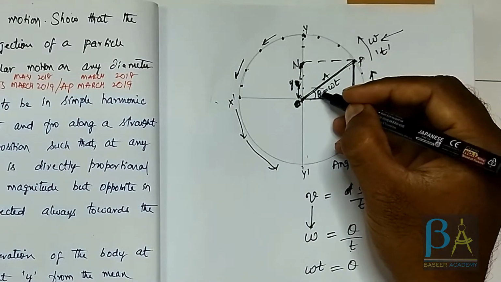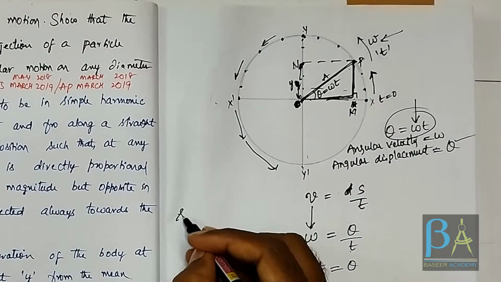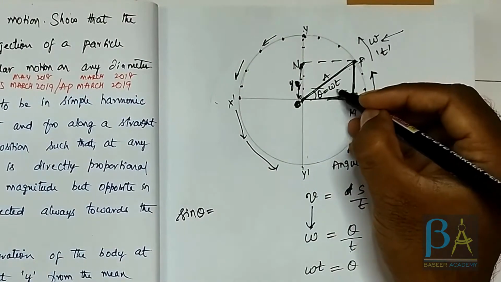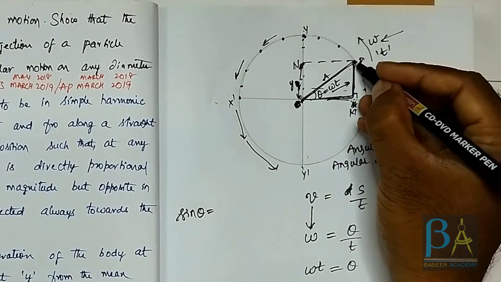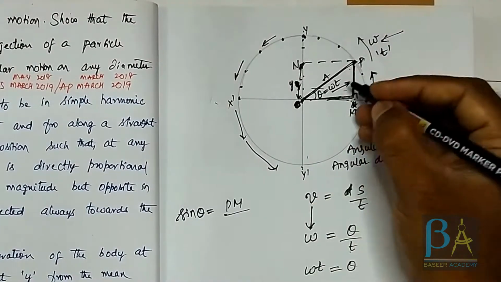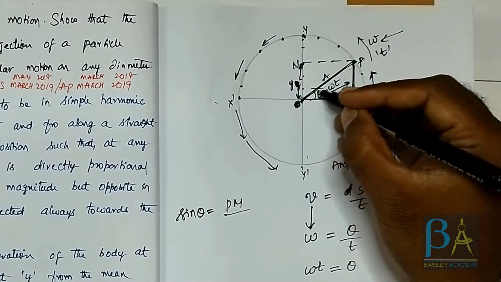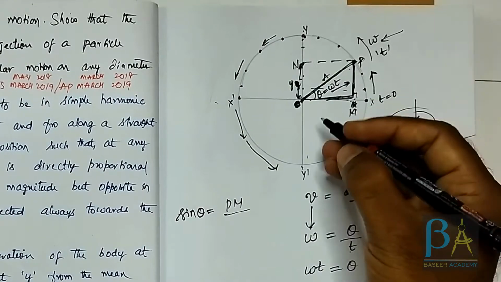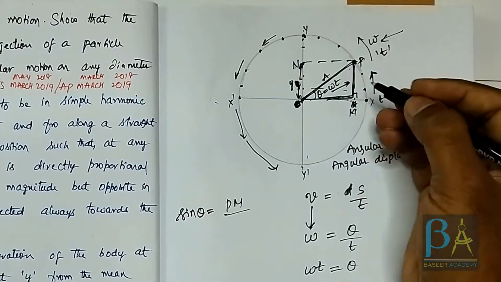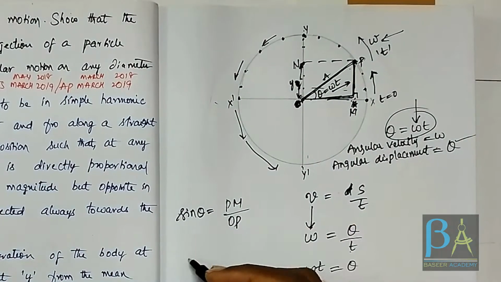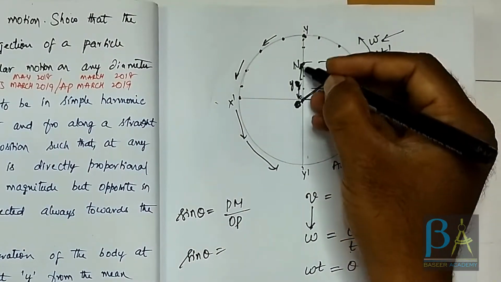Now I would like to apply sine, I would like to find out the sine of this angle here. And what is sine theta going to be? You know that sine theta is the opposite side by the hypotenuse, isn't it? The opposite side here is PM, and the hypotenuse is the radius of the circle, which we are denoting by capital A here. The opposite side is PM and the hypotenuse is OP. So sine theta is going to be, what is PM? See, PM should be equal to ON itself.